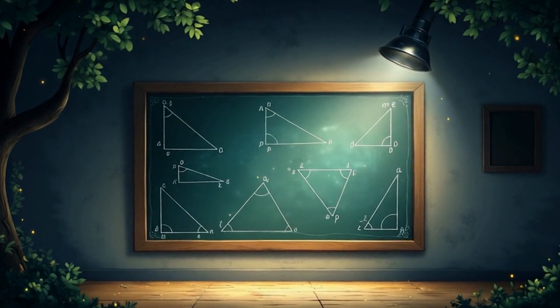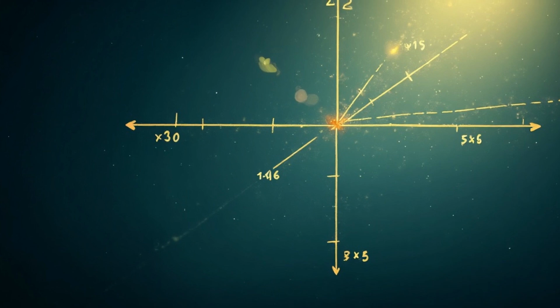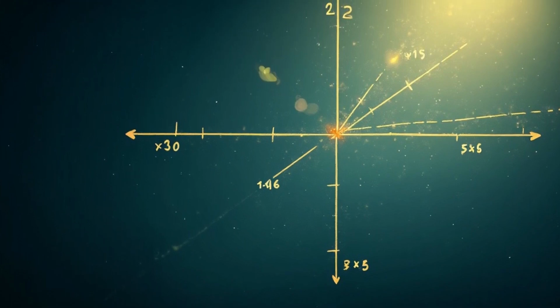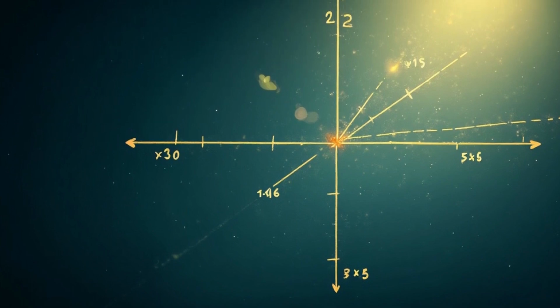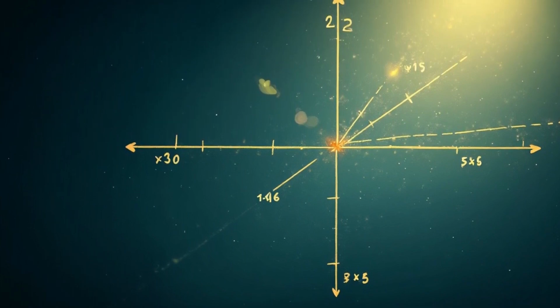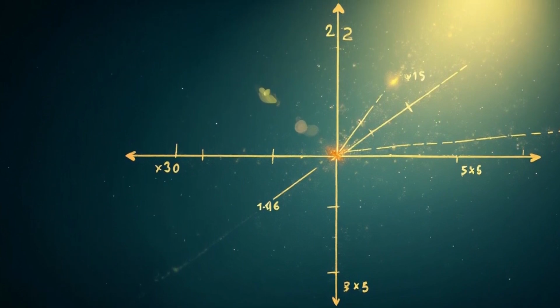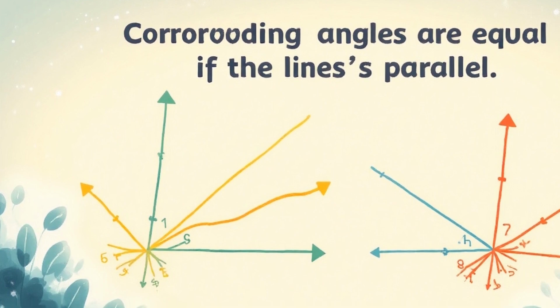Types of angles formed by a transversal. One, corresponding angles. Angles in matching corners on the same side of the transversal are equal. Example: angle 1 and angle 5, angle 2 and angle 6. Rule: corresponding angles are equal if the lines are parallel.